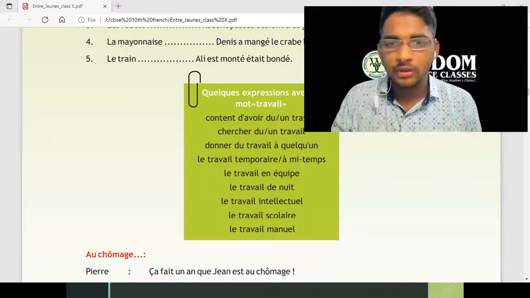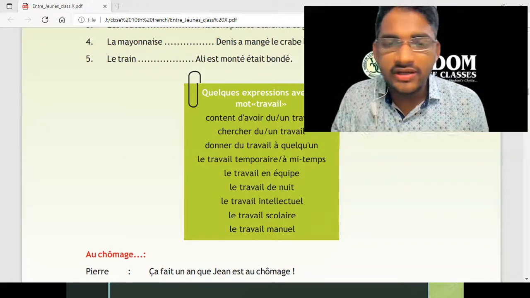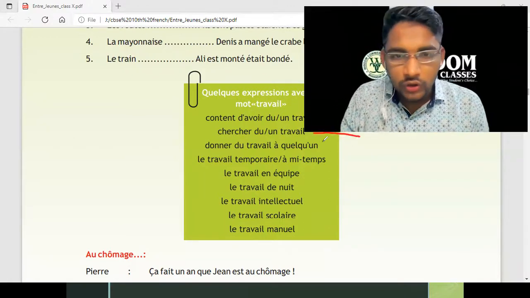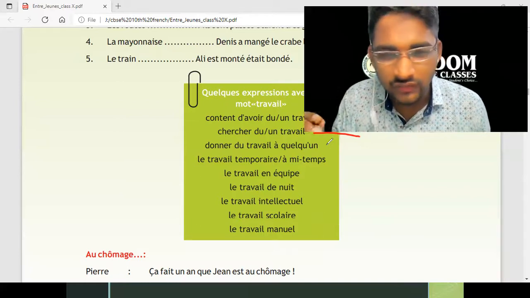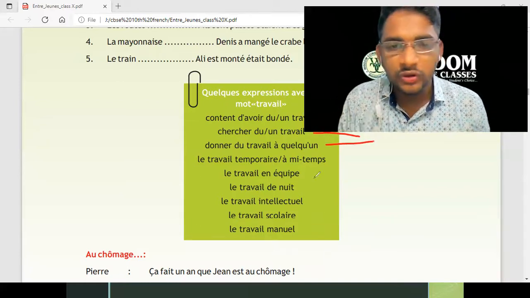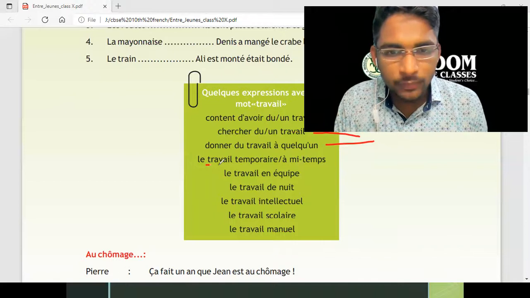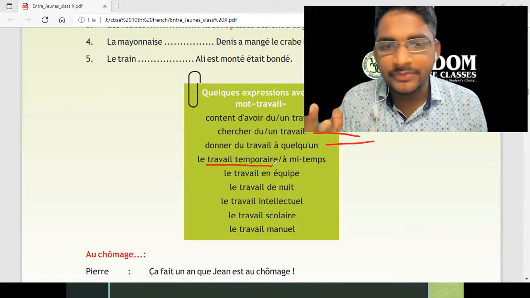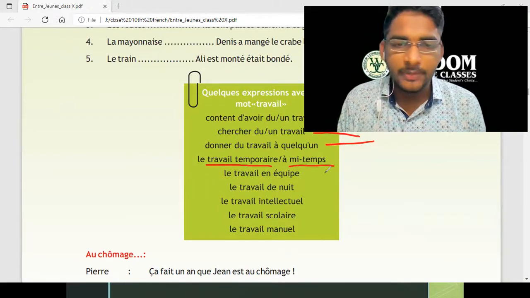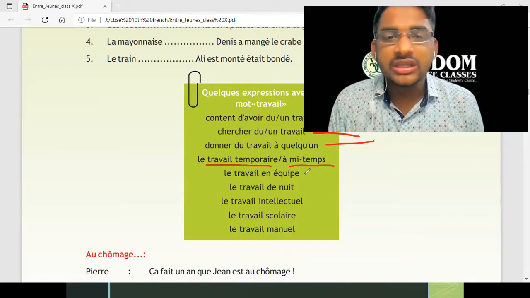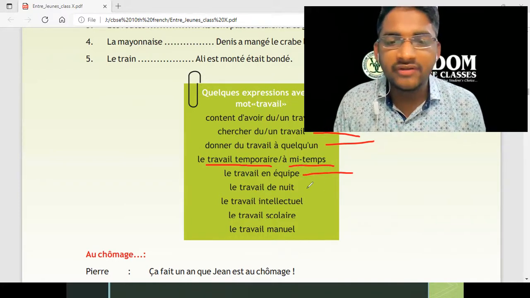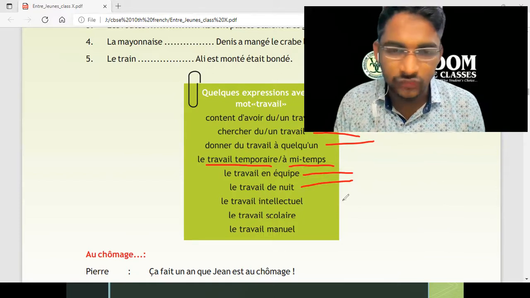Fine. Next is chercher du travail, is to search for a work. Donner un travail à quelqu'un is to give some work to someone. Travail temporaire is temporary work or part-time work. Le travail d'équipe is teamwork. Le travail de nuit is night work. Night shift, night work.